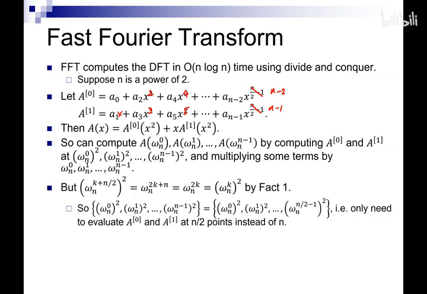Why would we want to compute these at the squared values? The reason is that now we can make use of different properties about the roots of unity. The key property we're going to use is this: suppose you take two roots of unity. You take omega n to the kth power, and you also take omega n to the k plus n over 2 power.